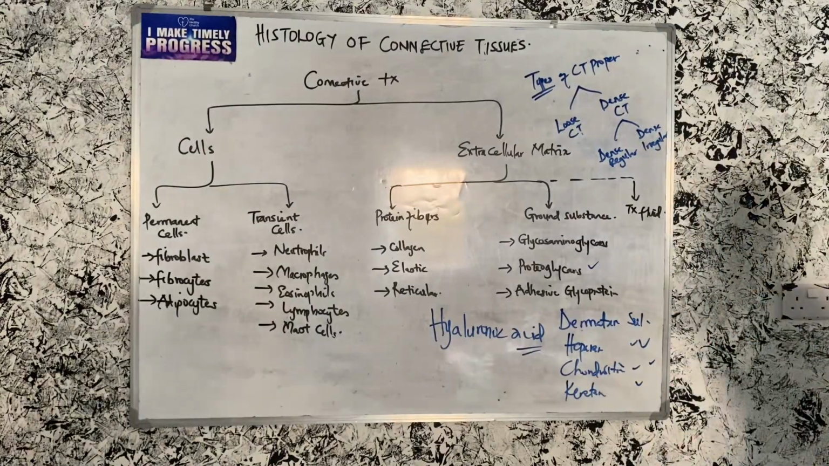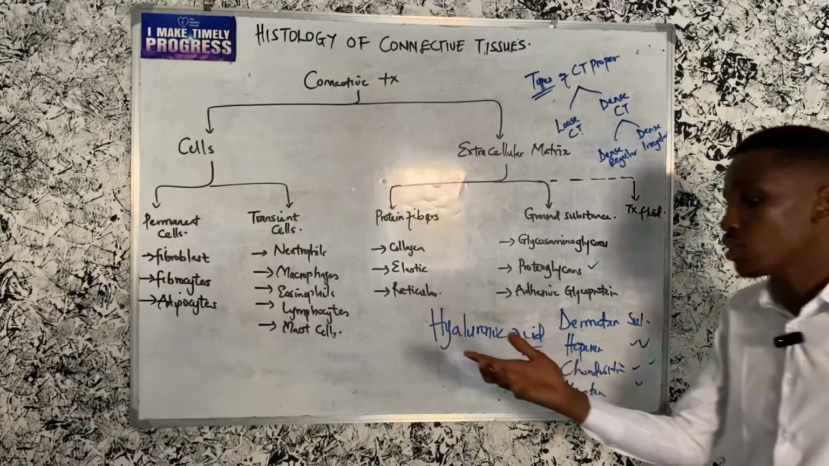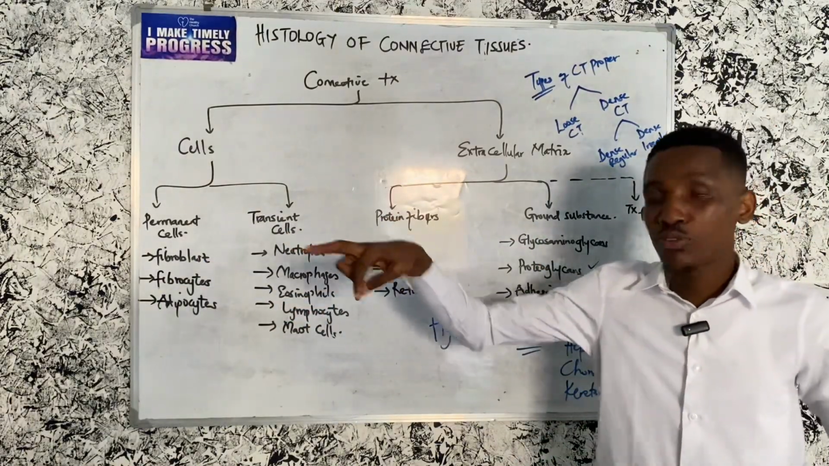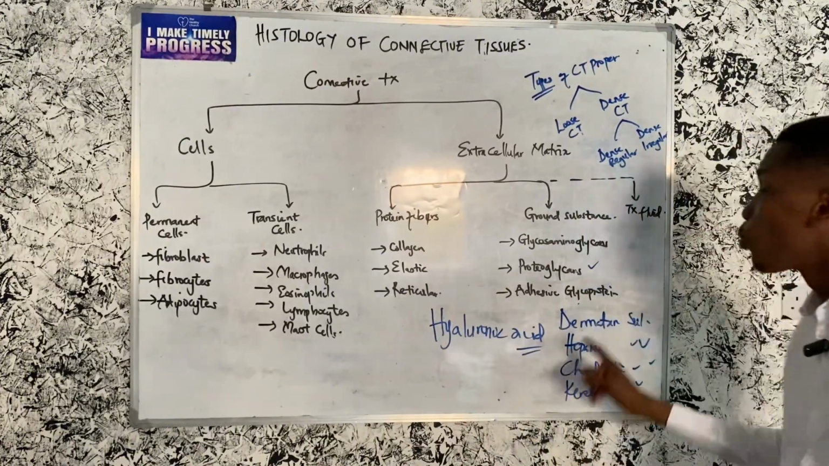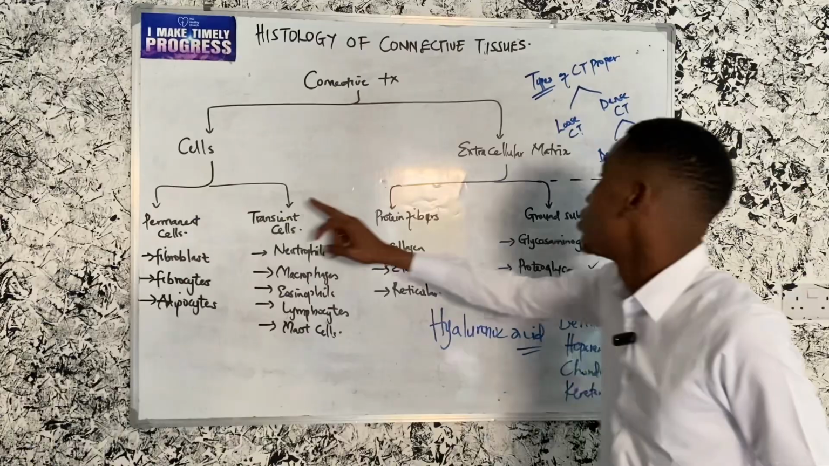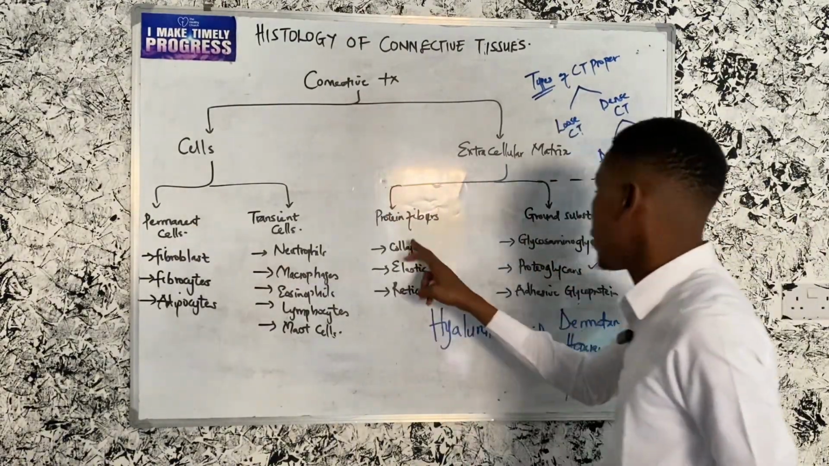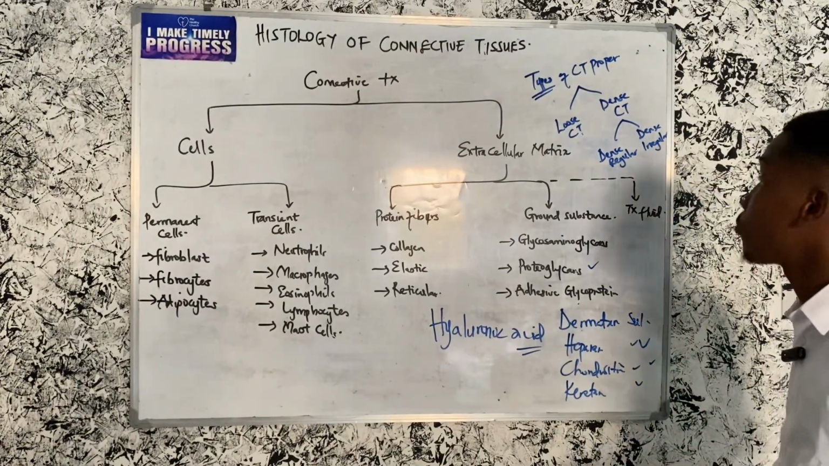Then lastly, adhesive glycoproteins. From the word adhesive, adhesion is the idea that you link two different things together. So an adhesive glycoprotein example is fibronectin. It will link the cells to the fibers. So what links cells to the protein fibers is your adhesive glycoproteins, and I gave you an example of fibronectin.